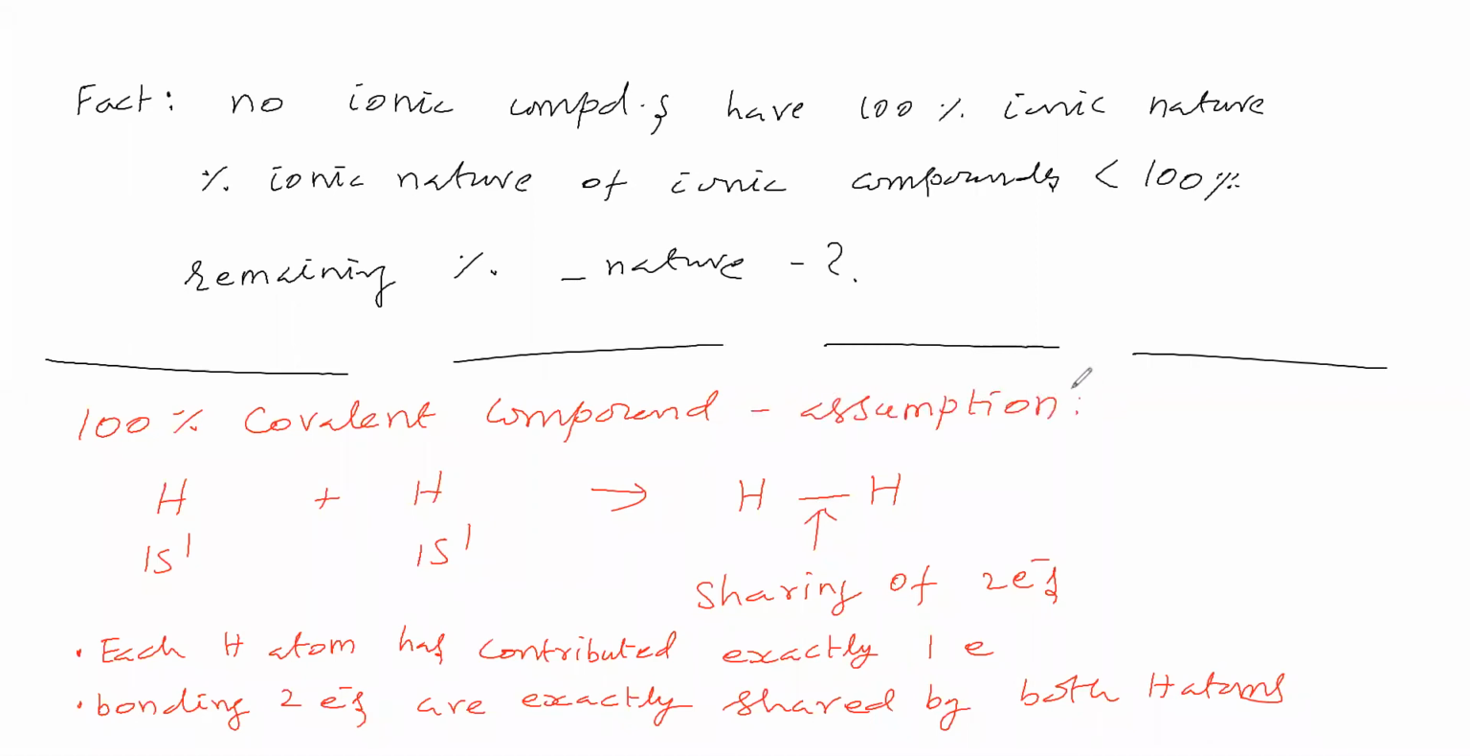As per assumption, what is the assumption? 100% covalent nature. So as per that assumption, each hydrogen atom is contributing 1 electron exactly. So the bond contains 2 electrons. The bonding electrons are exactly shared by both hydrogen atoms. Therefore this bond has 100% covalent nature. We can say this is the assumption. What is the experimental fact? That we will see.